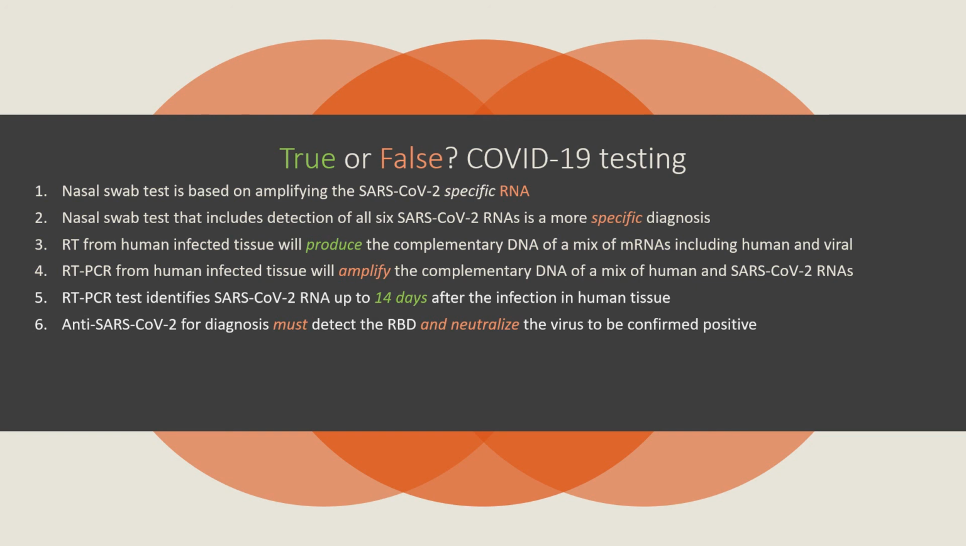Anti-SARS-CoV-2 testing for diagnosis must detect the receptor binding site and neutralize the virus to be confirmed positive. I hope that you now realize this is false. The anti-SARS-CoV-2 test should not be used for diagnosis, but if we want to follow up a diagnosis, they could have had different antibodies to the spike protein or even to other proteins like the nucleoprotein. So for a follow-up on this diagnosis, they do not need to be directed to the receptor binding site and they do not need to be neutralizing.